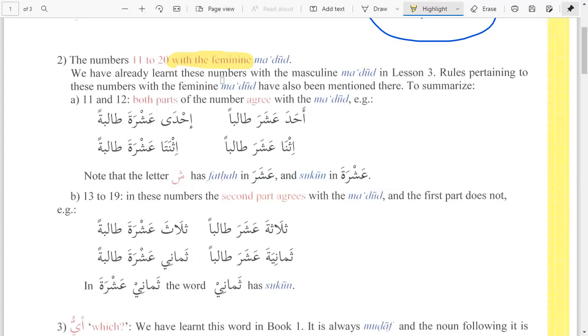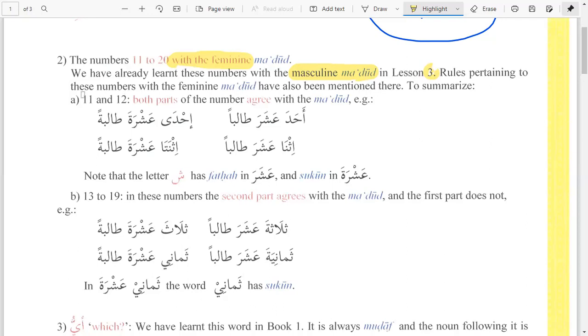We have already learned these numbers with the masculine madud in the previous lessons, from 11 to 20. And today we will learn the feminine madud. In lesson number 3, the rules pertaining to these numbers with the feminine madud have also been mentioned. We already learned them in lesson number 3.